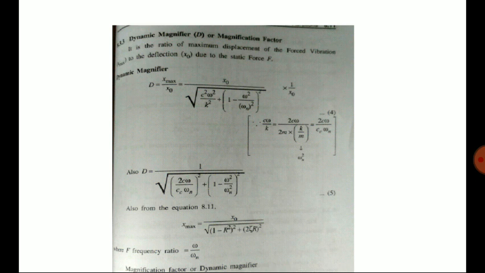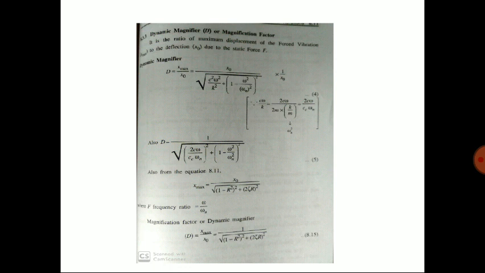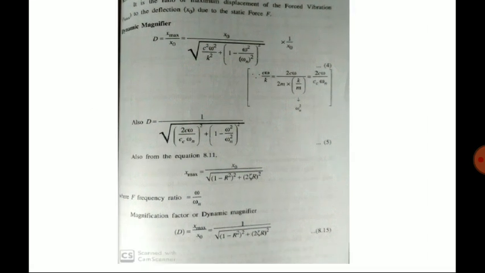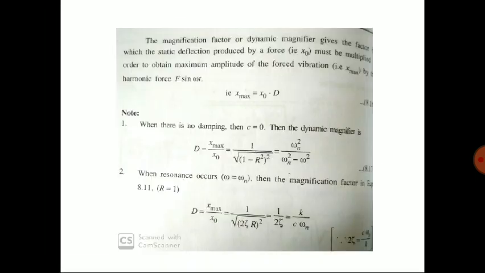It is simply the ratio between the maximum displacement of the forced vibration to the deflection due to static force. So it is x max by x0, and x max you already know, the equation you just derived, so you can substitute there, and divide by x0. So we get D, the dynamic magnifier or magnification factor. And in this case also, when resonance occurs, what happens? Omega will be equal to omega n, where omega by omega n is called frequency ratio.